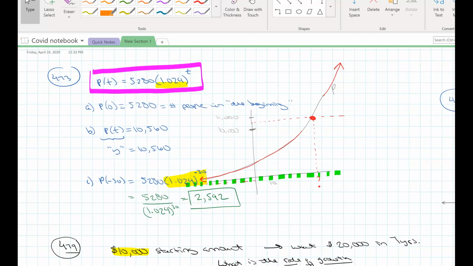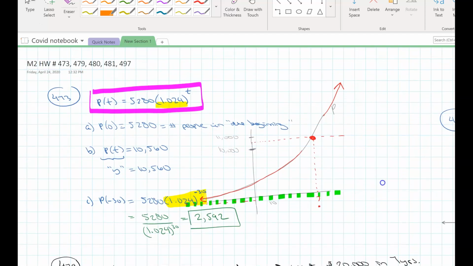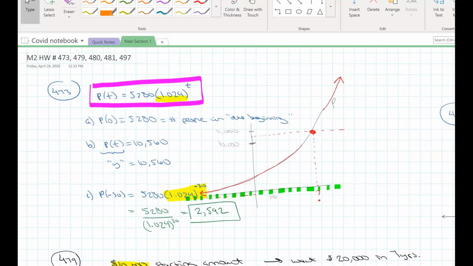Okay. So the homework was 473, 479, 480, 481, 497. 480 and 473 are virtually identical, okay? 480 is an exponential decay, but I only went over one of those. I went over 473. If you need me to go over 480, I can certainly do so when we Zoom live on Tuesday.